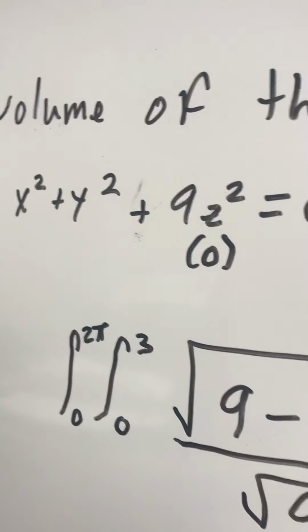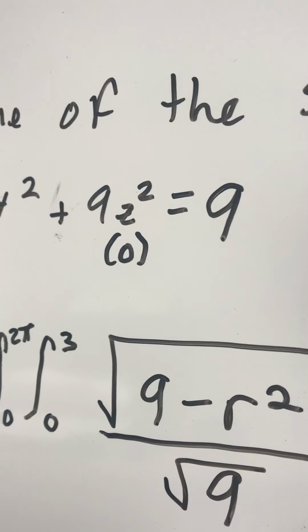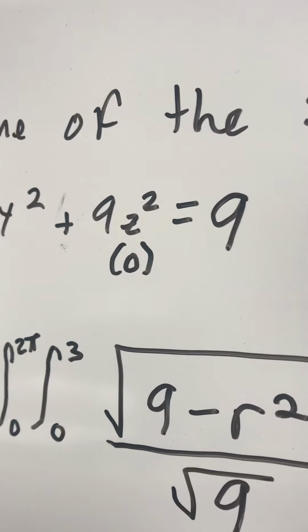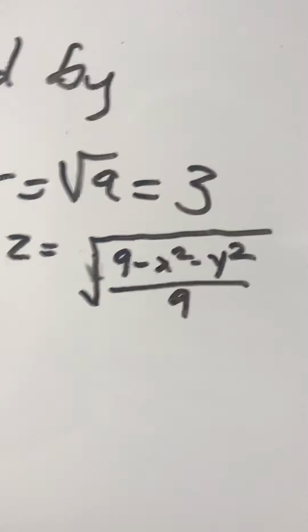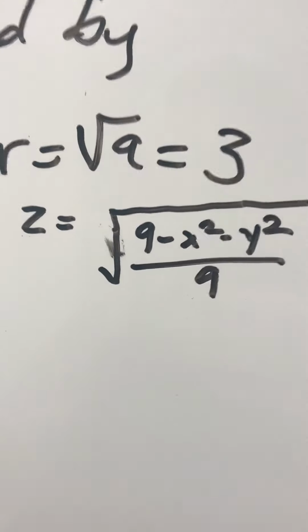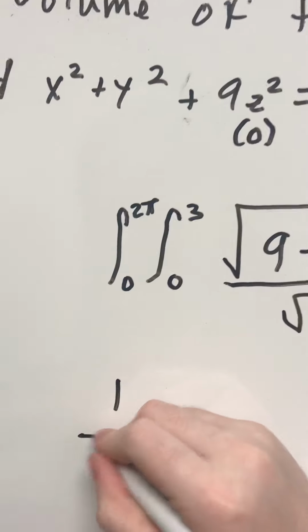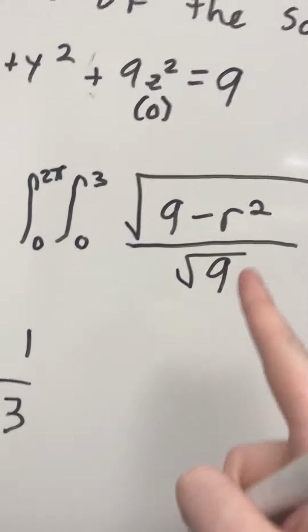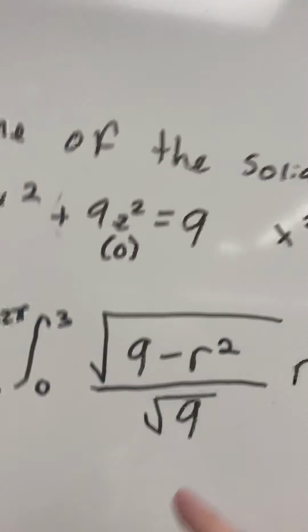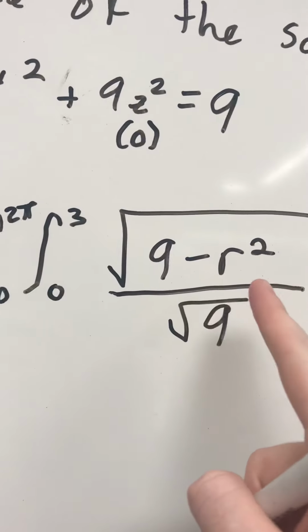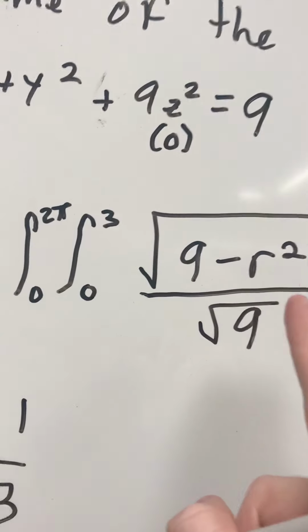Because solving for z, we get that z equals the square root of 9 minus x squared minus y squared all over 9, like this, which is the same as this, and then we can just move a 1/3 out. And I personally like working like this, but it is going to end up giving us a number we don't really like.